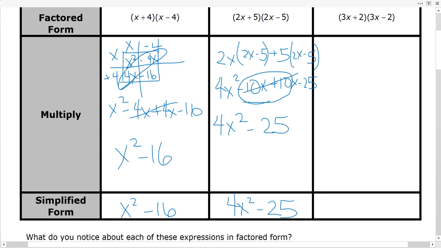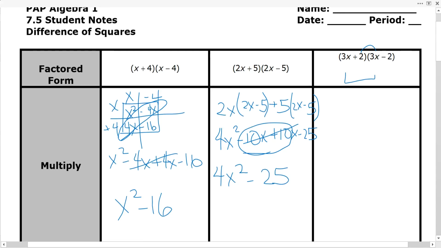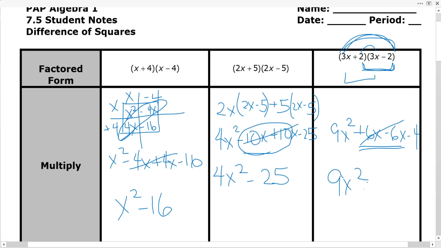All right. Last one, I'm going to do FOIL, which some of y'all noticed before and some of you didn't. I'm going to do the first terms, inside terms, outside terms, last terms. So 3x times 3x is 9x squared. 3x times 2 is 6x. 3x times negative 2 is negative 6x. And 2 times negative 2 is negative 4. I end up with a 0 here. And so I get 9x squared minus 4.